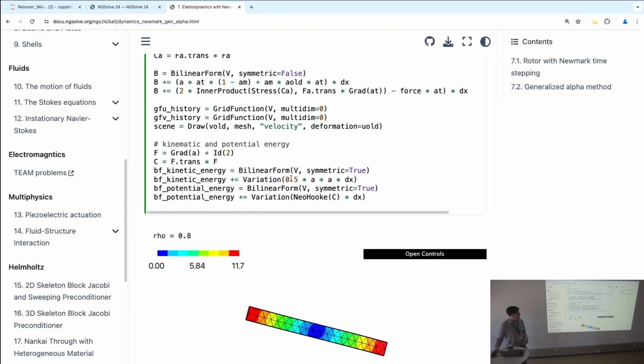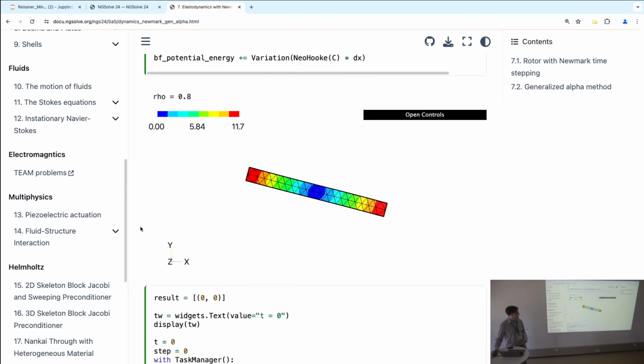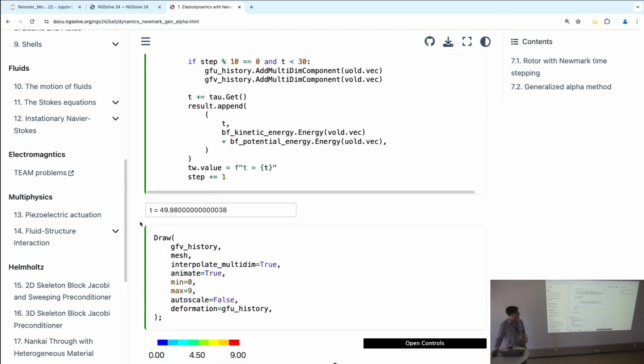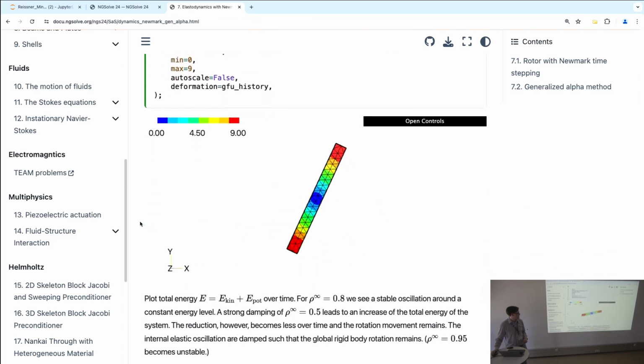and then you define again your equation. I also have here, if you want to compute the kinetic or potential energy, this you can also do easily. And then I solve it with rho equals 0.8. And then we see here the results. I put it till 50 or something time end, and it just stays stable.